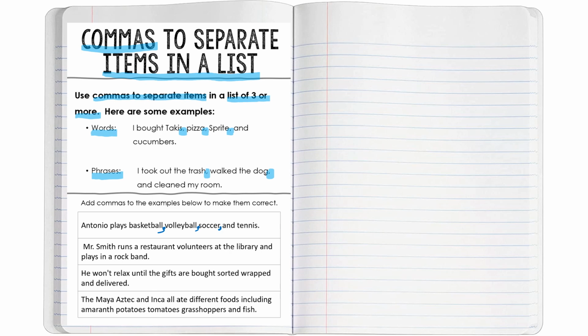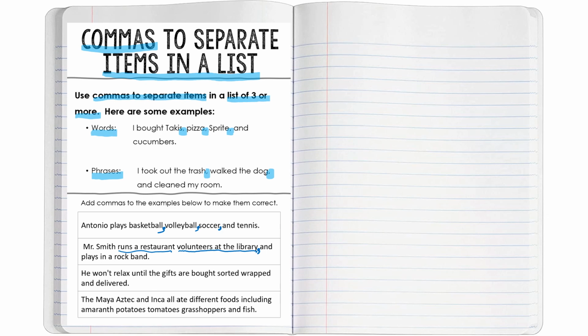Let's check out the next sentence. Mr. Smith runs a restaurant, volunteers at the library, and plays in a rock band. So for this one, we're listing all the different things that Mr. Smith does. This isn't a list of words, this is a list of phrases. So let's look at the things he does. The first thing that he does we can see is right here. He runs a restaurant. So I'm going to put a comma after runs a restaurant. The next thing that he does is he volunteers at the library. That idea is another thing on our list.